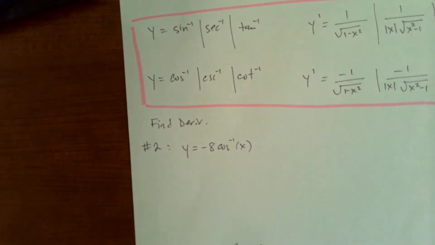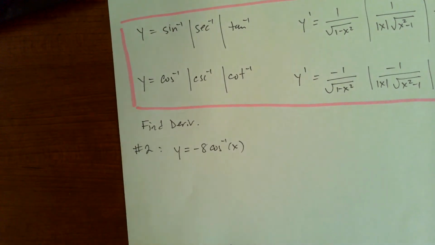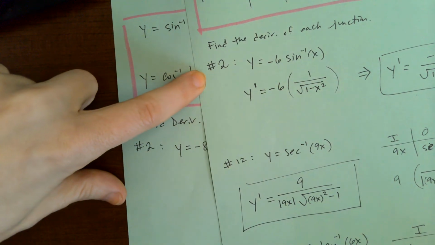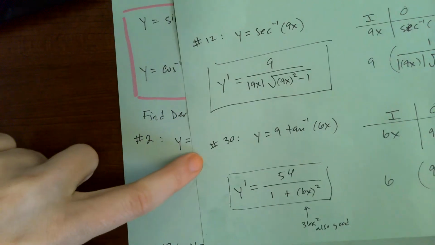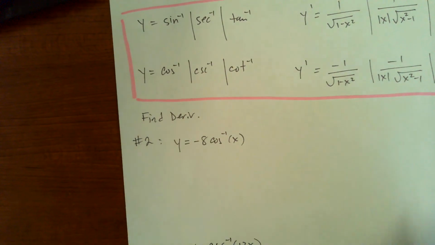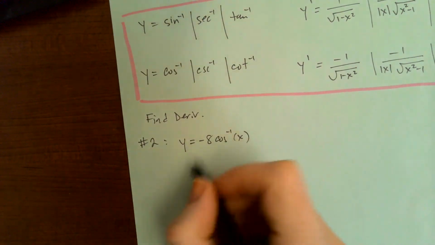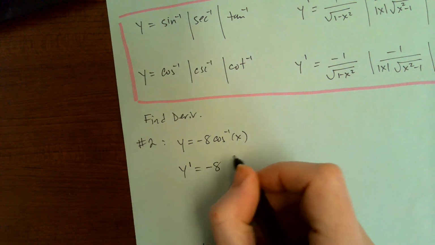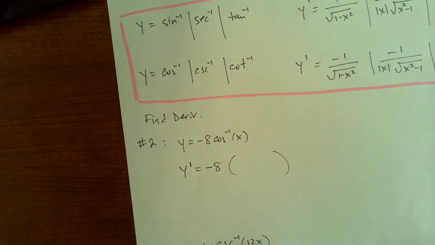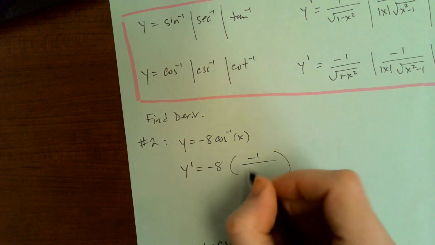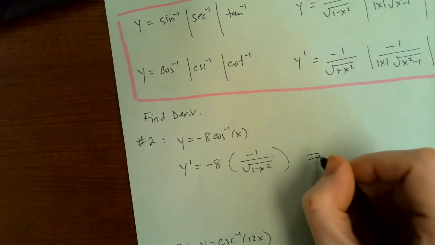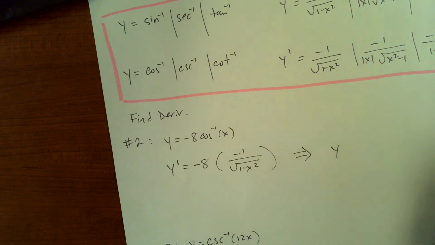These are from the practice, by the way. This is number 2 from the practice. This is number 12 from the practice. I forgot to say last time that these were from the practice. So that's number 2, number 12, number 30 from the practice. I don't need chain rule, so I can just go right to the derivative. I bring down the coefficient. The derivative of inverse cosine is this. All right, and then I can simplify if I want to.